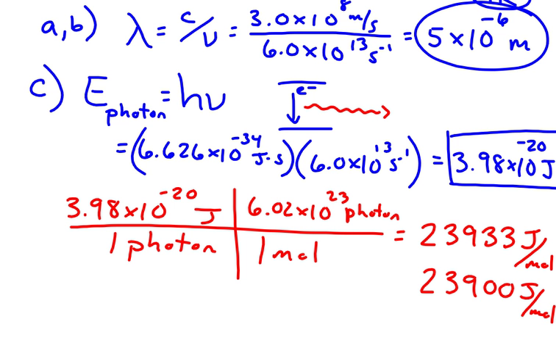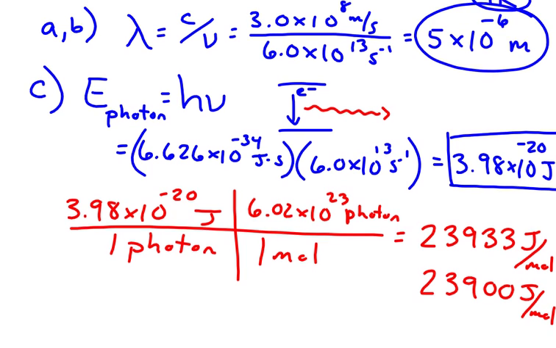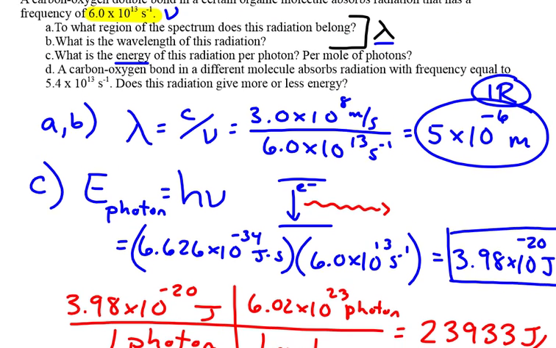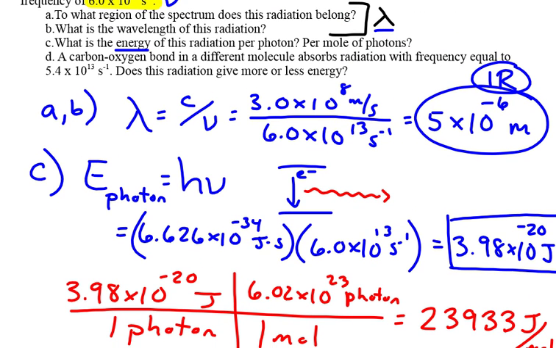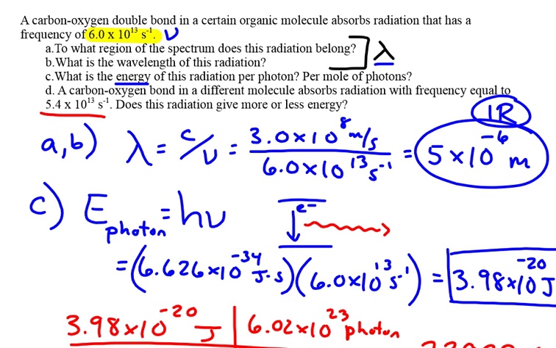Okay. Sorry, one last one. A carbon-oxygen bond, I want to do this without calculating. I should have written that, without calculating. A carbon-oxygen bond in a different molecule absorbs radiation with a frequency equal to that. Does this radiation give out more or less energy? So let's just relate it to frequency. So that's a lower frequency, right?